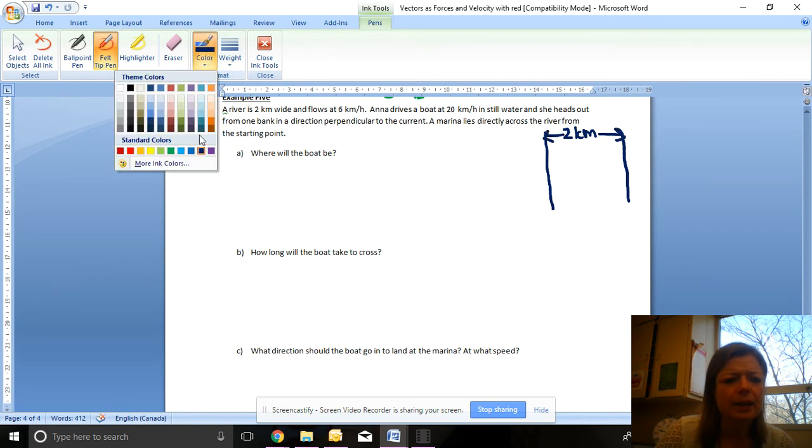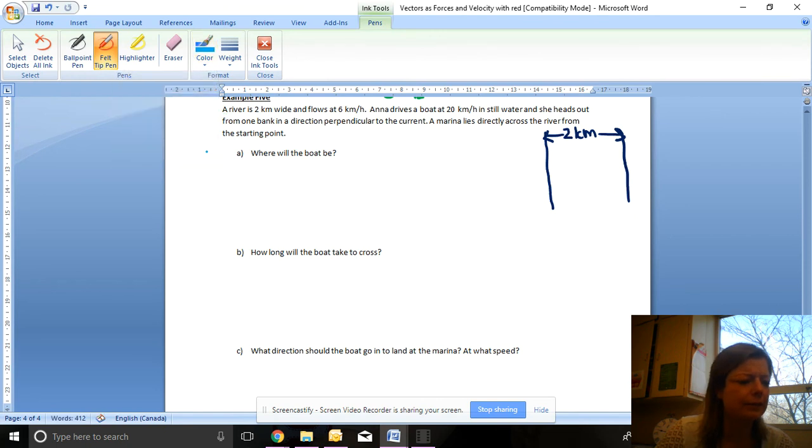Okay, and here we have: Anna drives a boat at 20 kilometers per hour in still water, and she heads out from one bank in a direction perpendicular to the current. So this is the direction that she is going in. And then the current, we'll denote by w, that's the water. Okay, we always assume it's flowing downstream.